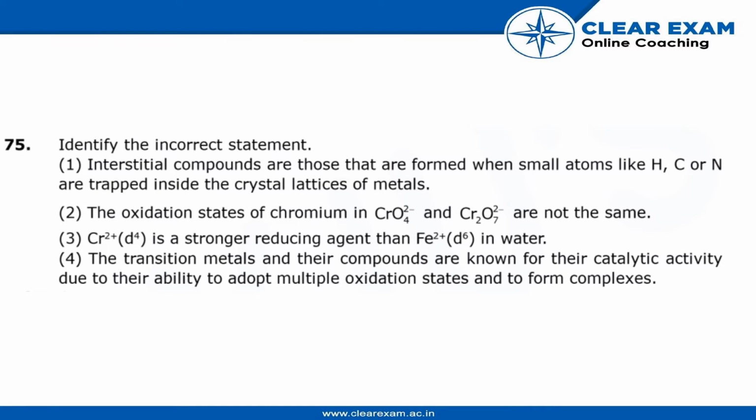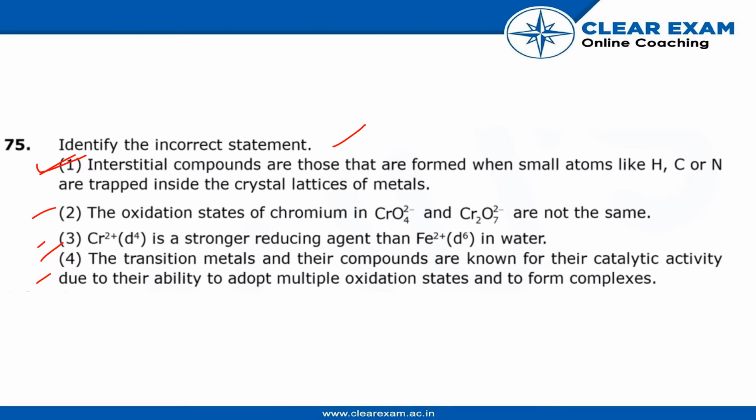So we have to find the incorrect statement of the following options. First, interstitial compounds are those that are formed when small atoms like H, C or N are trapped inside the crystal lattice of metals. So it is a correct definition of interstitial compounds. So this option is correct.